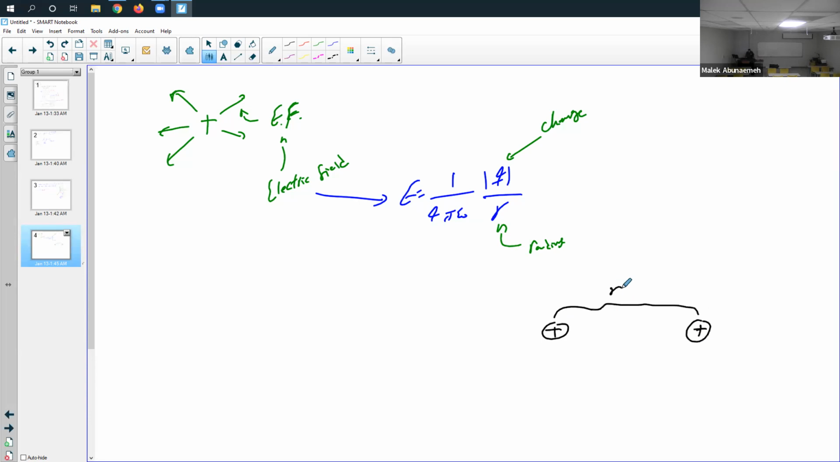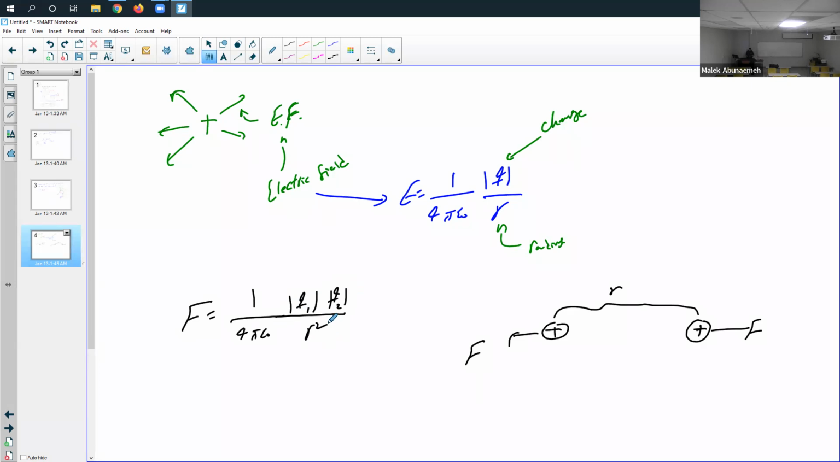That's R. And they're going to initiate a force on both of them. Now this force is going to equal 1 over 4 pi epsilon naught, the absolute value of the first charge times the absolute value of the second charge, divided by R squared.